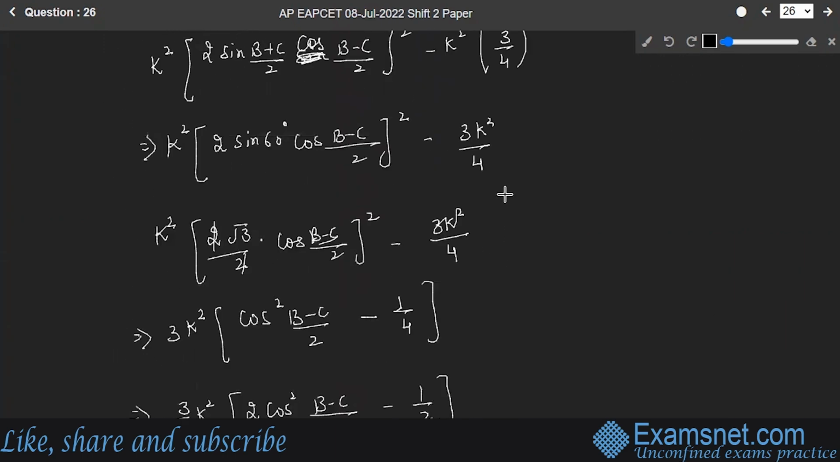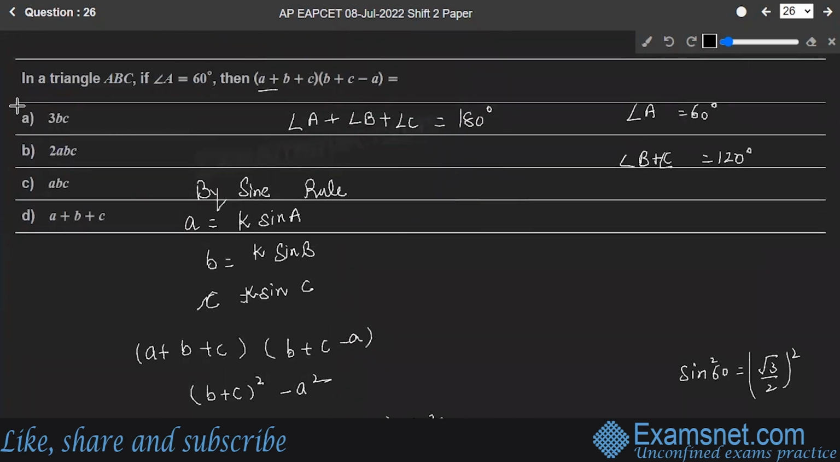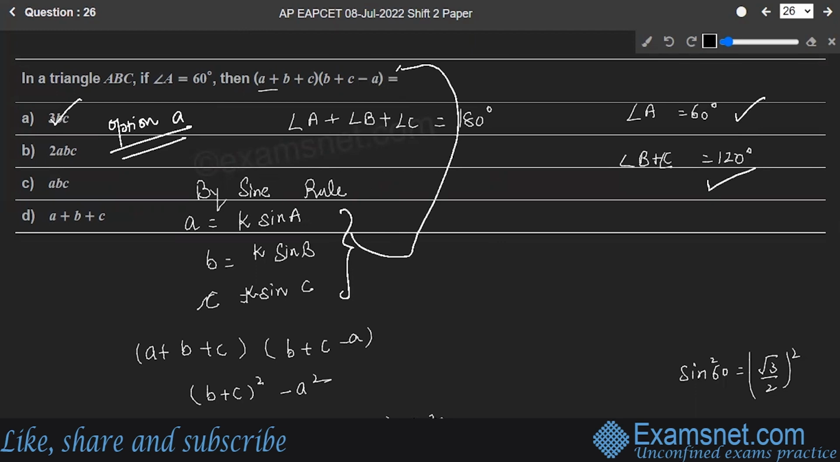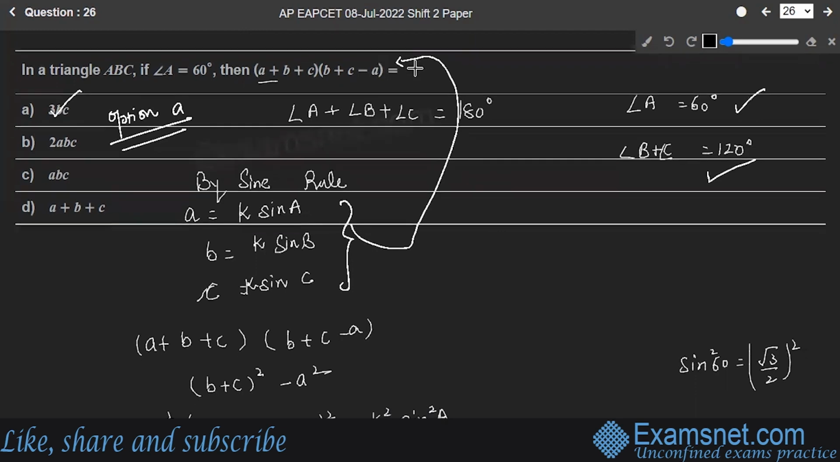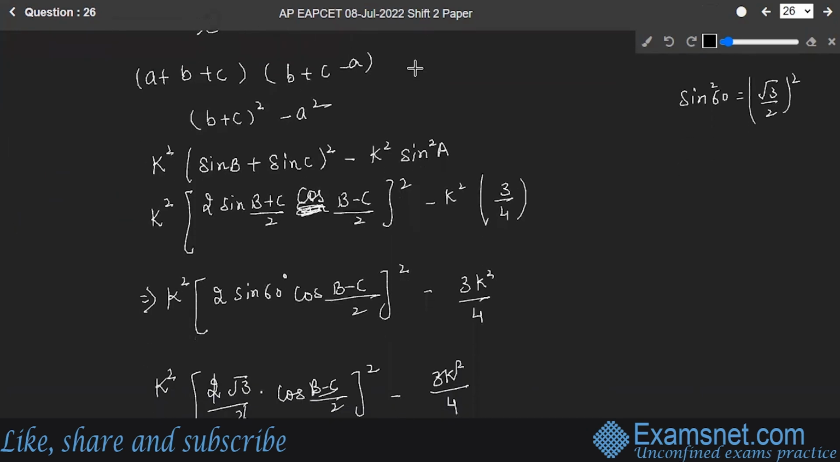So let's check what we have in the options. 3bc is option A. So this is the correct answer for our problem. Hope you are clear. Let's explain this question once again. We were given that angle A is equal to 60 degrees, which simply meant B + C is equal to 120 degrees. Now using the sine rule, we had these three things. I'll fill in all these values in the given equation, what we had to find out. And after that, it is just the calculations. You have to apply the trigonometric identities and solve them.